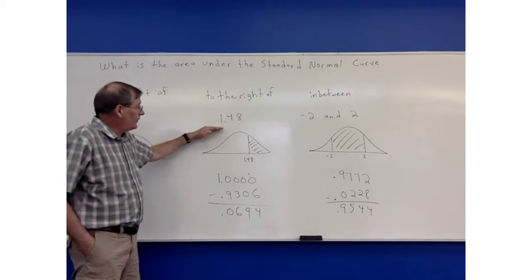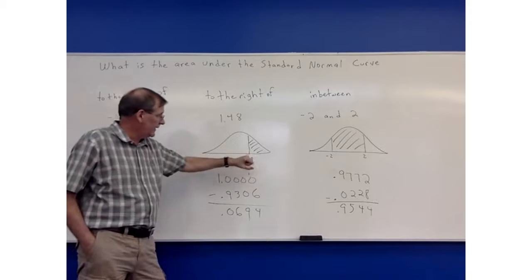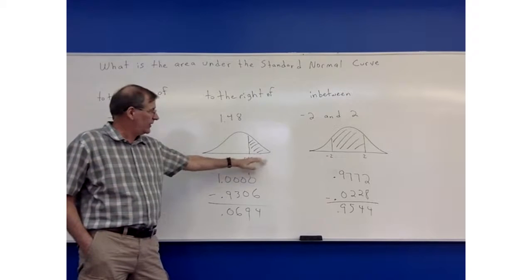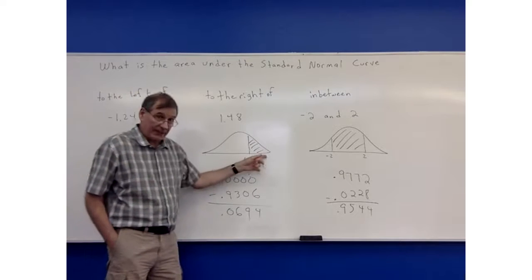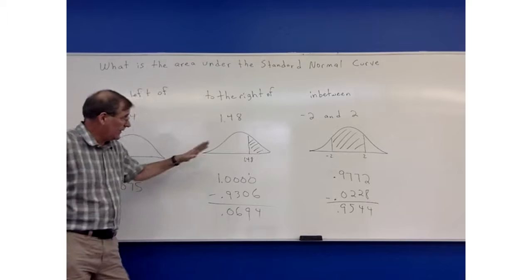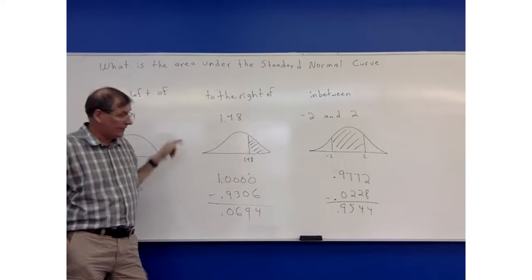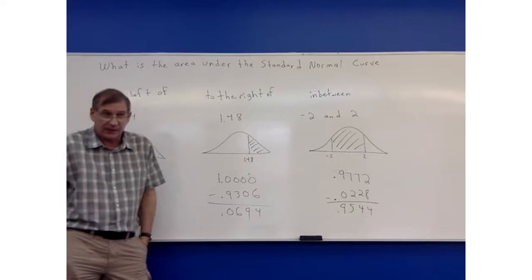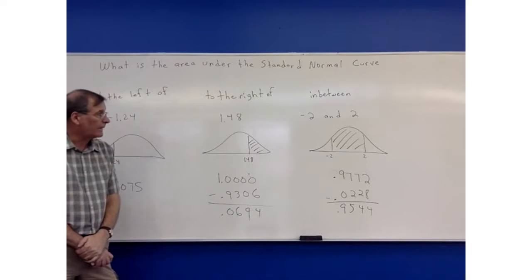To the right of 1.48, again, I drew a standard normal curve. I put 1.48 on this curve and shaded in the area I'm interested in. Now, in this case, it's a right-tailed problem. Remember this vocabulary I'm using. When you have a right-tailed problem, you take 1 minus the area to the left, which is what the z-table gives you. And you're left with 0.0694.